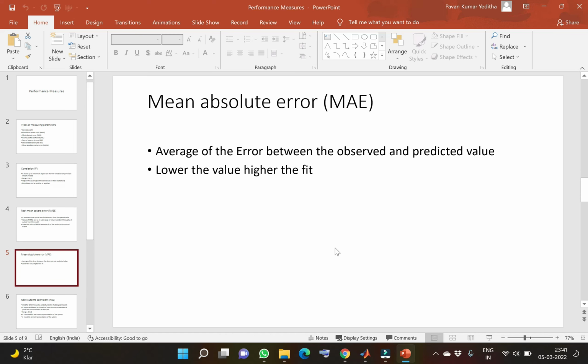What do you mean by mean absolute error? This is sometimes thought same as RMSE, but it's somewhat different. We'll be seeing it in the formulas in Matlab, but for the sentence phrases here, we can say that it is the average of the error between observed and predicted value. So it's like a difference between the observed and predicted value and then taking the average of it. Again, lower the value, higher the fit. So if the error is less, obviously the model is doing good.